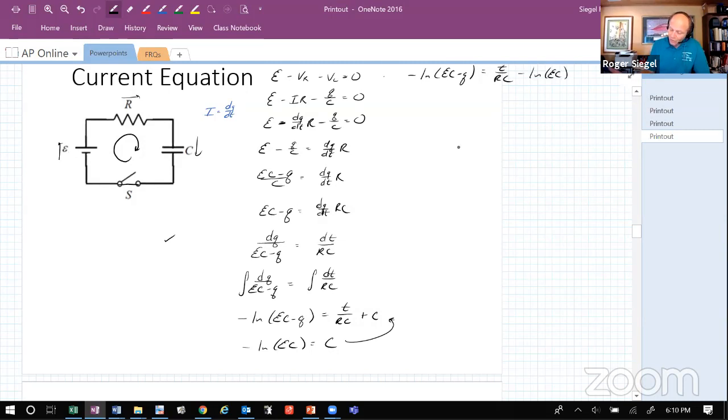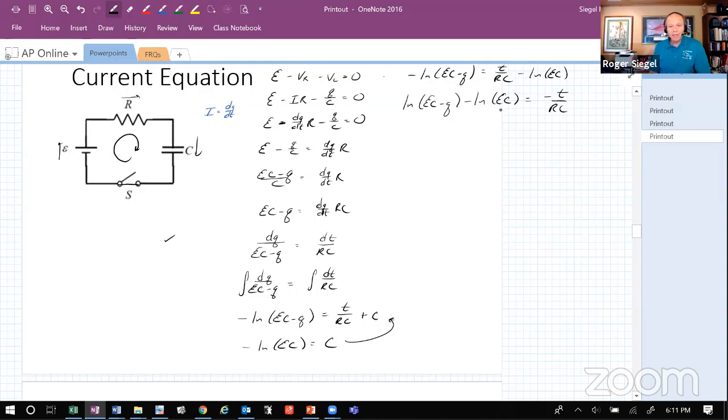Now, I can bring the logs to one side to try and isolate them and then exponentiate to get the Q. And so I'm going to have a positive ln of EC minus Q minus ln of EC is equal to, and over here on the right, I'm going to have negative T over RC.